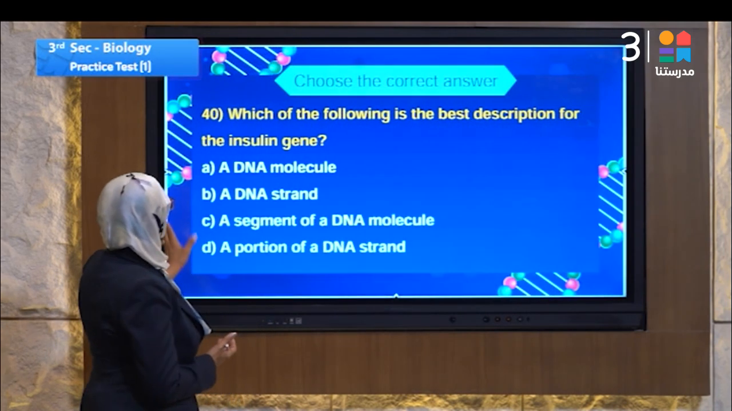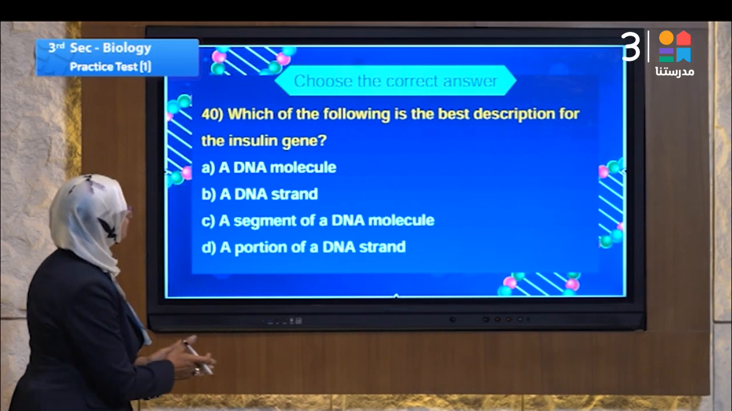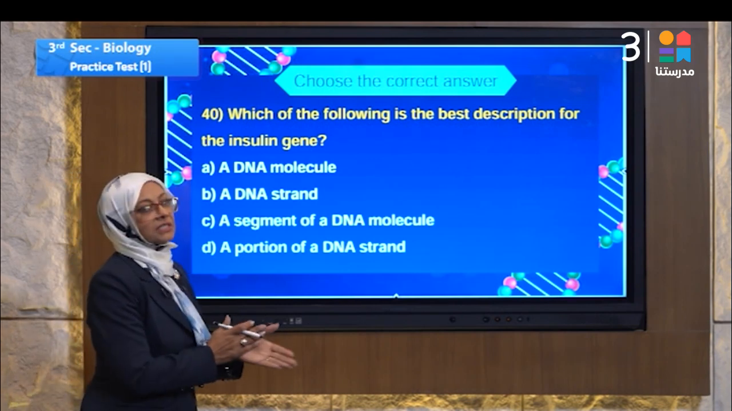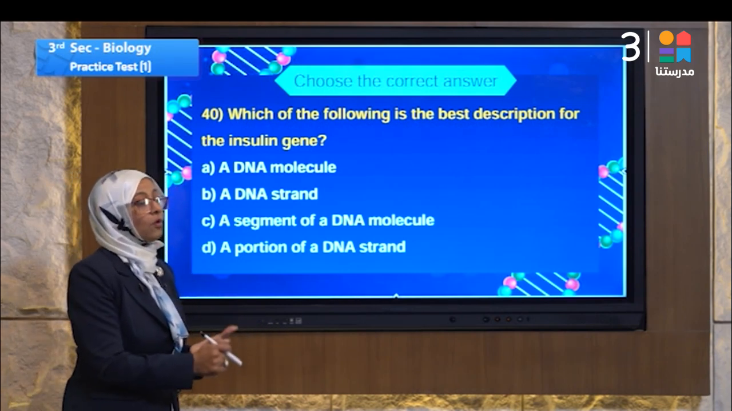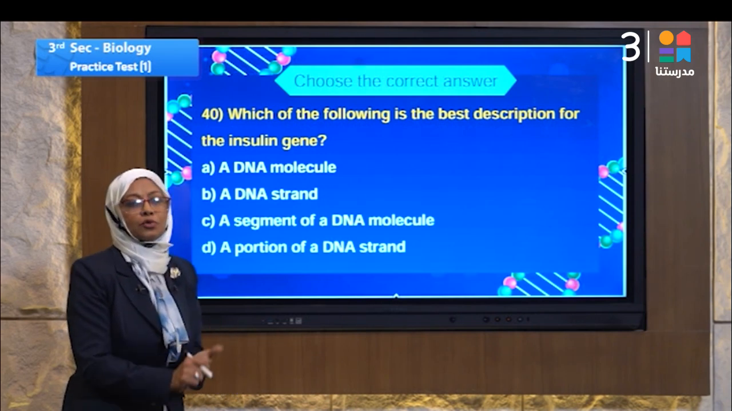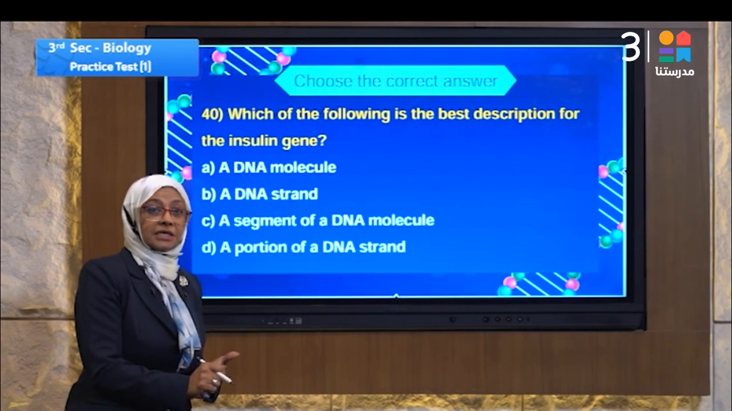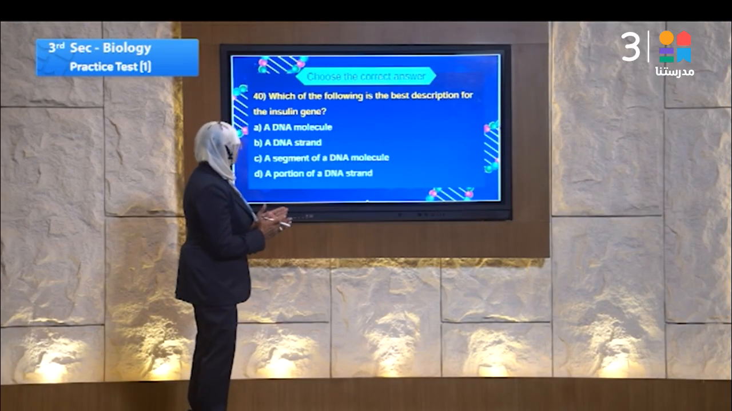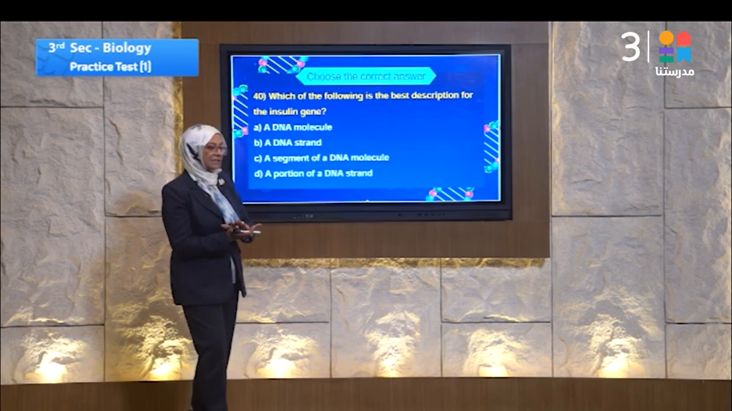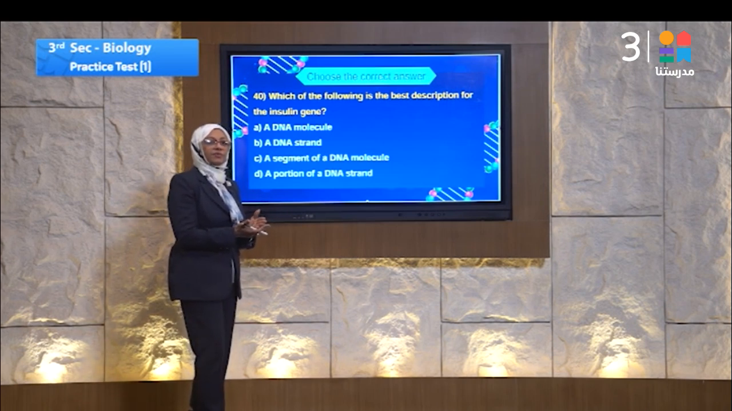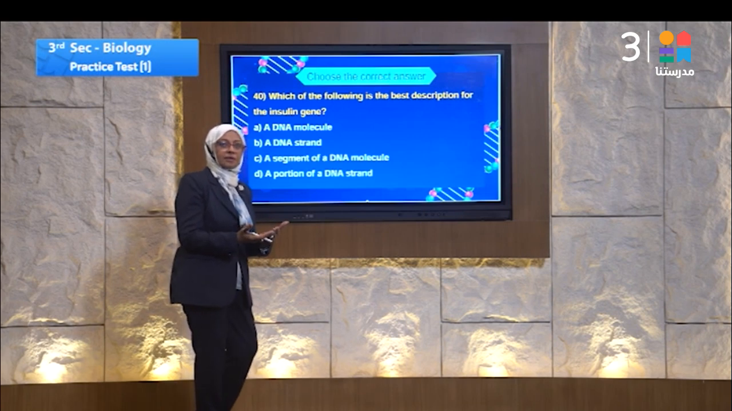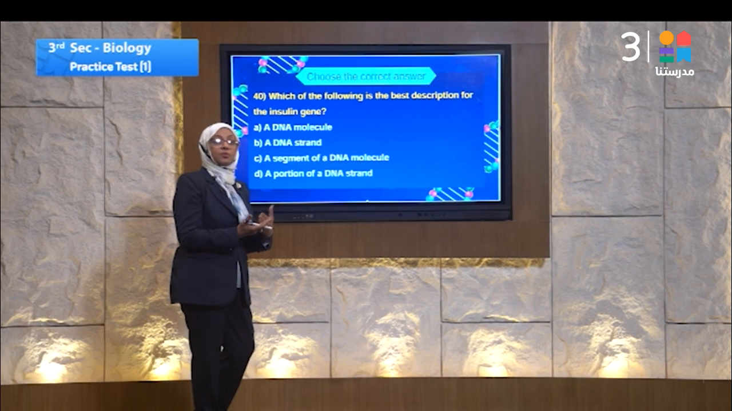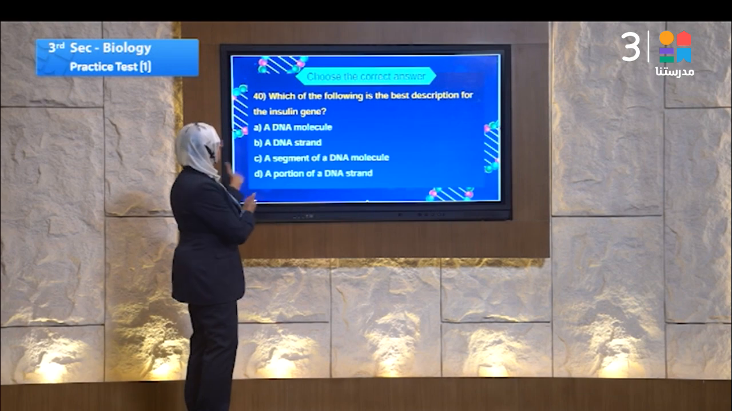Yes. Let's go to question number 40. Question number 40 speaks about the best description of the insulin gene. Where is the gene formed? The gene is a part of DNA. This part of DNA is translated through a chemical reaction, as an enzyme, then a chemical reaction, then makes a protein. Part of what? Part of DNA. Let's go to answer the question.